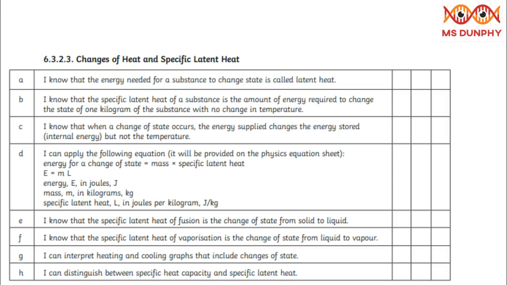I can distinguish between specific heat capacity and latent heat. Specific heat capacity is the energy being used to increase the temperature of a substance or decrease the temperature of a substance. The latent heat is where it is changing from one state to another.